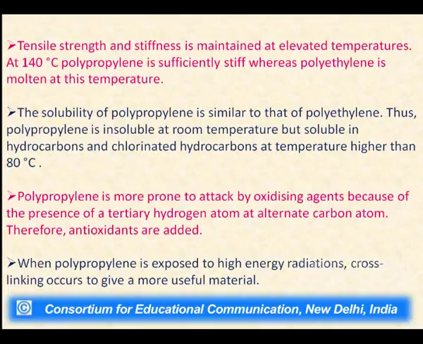Polypropylene is more prone to attack by oxidizing agents because of the presence of the tertiary hydrogen atom at the alternate carbon atom. Therefore, here also antioxidants are added in the polymerization of polypropylene to avoid the decomposition of the polymer formed. Now, when polypropylene is exposed to high energy radiations, cross linking occurs to give a more useful material.